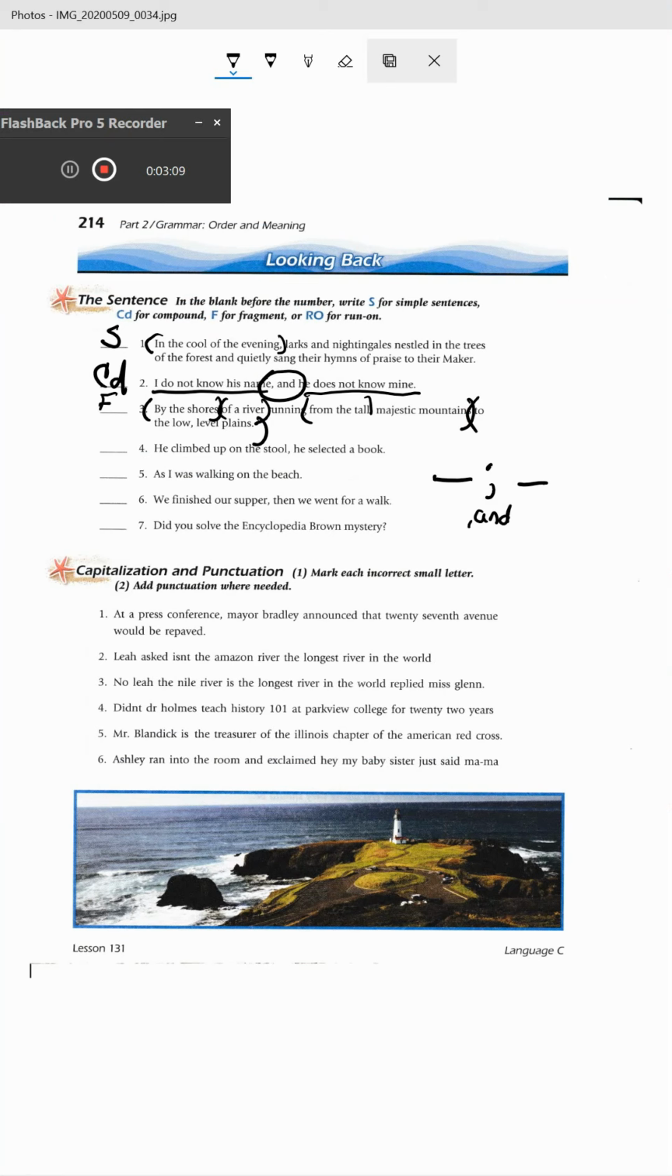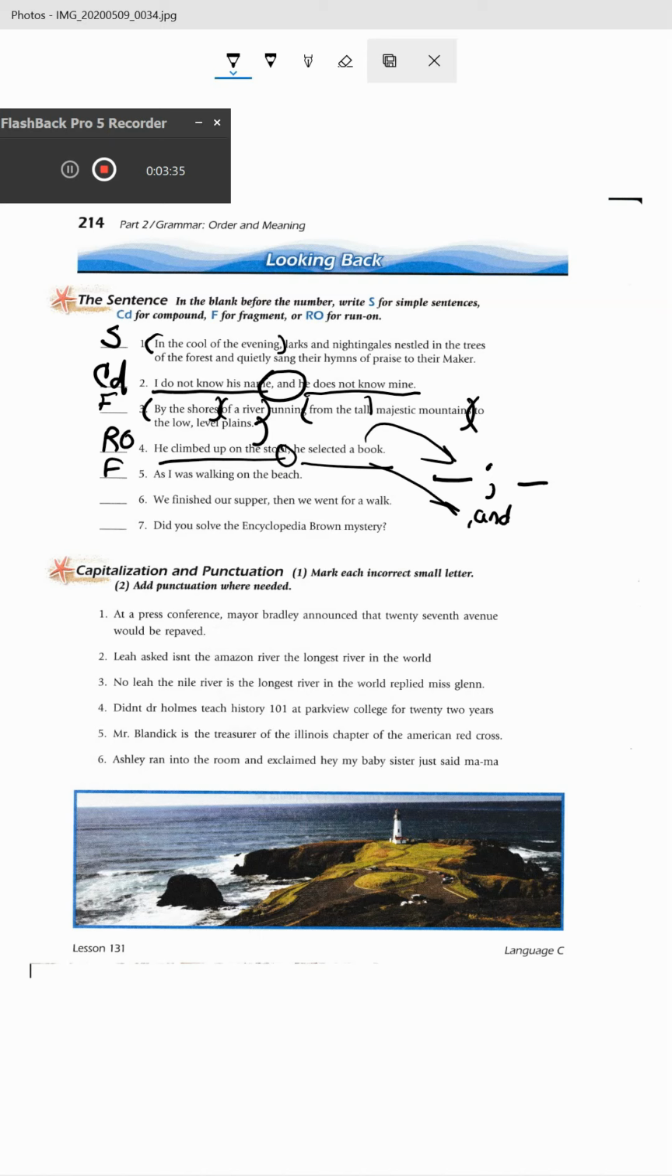He climbed up on the stool. He selected a book. Now we have two complete thoughts here, and they are connected with a comma. Is that a correct way to connect them? No. So this is a run-on. As I was walking on the beach, lovely thought, wouldn't it be, to be walking on the beach? But that's not a complete thought.